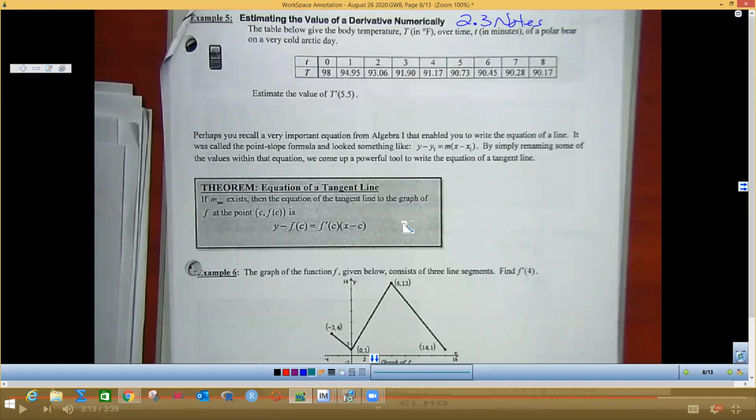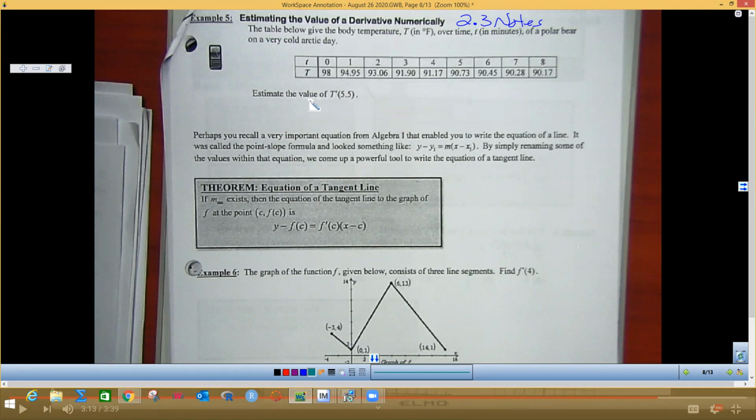Okay, these are the 2-3 notes, and I did these last because they're after the 2-4 notes in your note packet. So I didn't really label them very well. So we're going to estimate the value of a derivative numerically. And this kind of question is on the AP test all the time. This might have been an old one, but you need to know that derivative is the same as slope, especially for a problem like this.